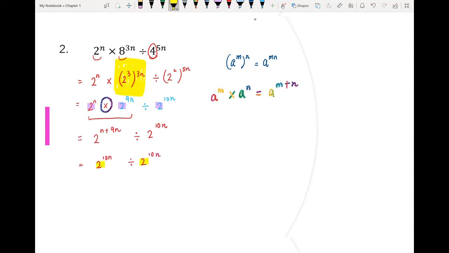The bases are the same, and if it is division, I can now apply the formula a power m divided by a power n equals a power m minus n. So now applying this formula, I will get 2 power 10n minus 10n. This is equal to 2 power 0. And I have one of my formulas, that is a power 0 always equals 1. So any number power 0 will always be equal to 1.